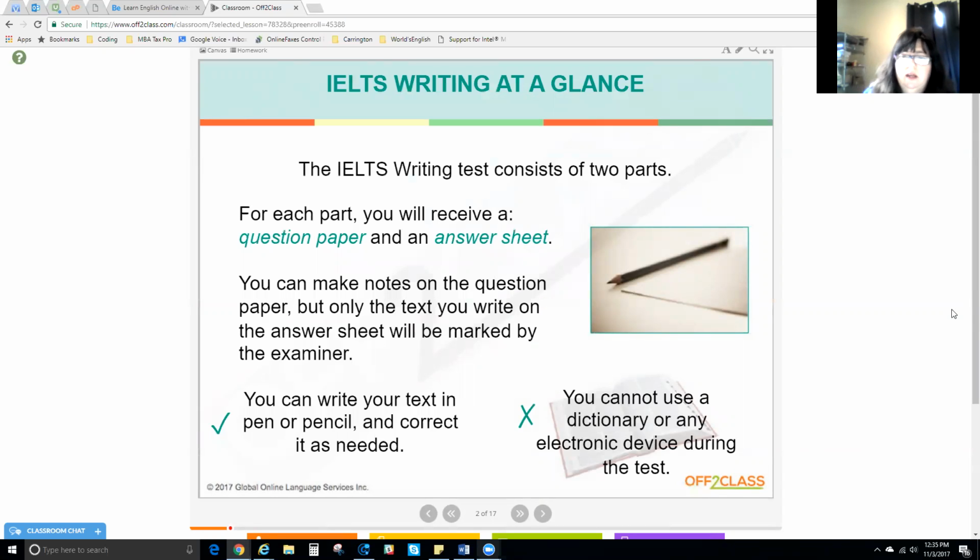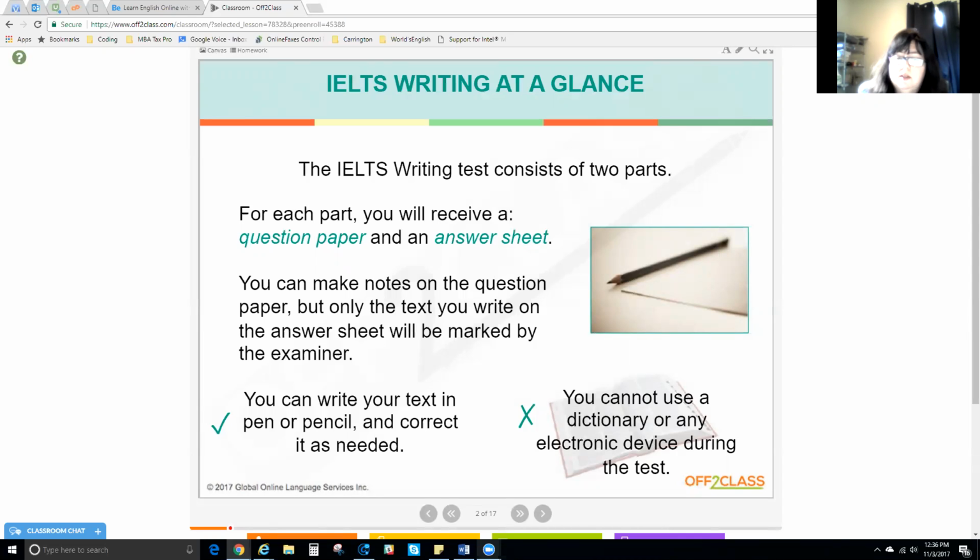Looking at IELTS writing at a glance, just an overview. There are 2 parts to the test. When you take the test, you're going to receive a paper or a booklet that has the questions on it, and possibly it will be electronic. It may even be on a computer. And you'll also receive an answer sheet where you will record your answers.